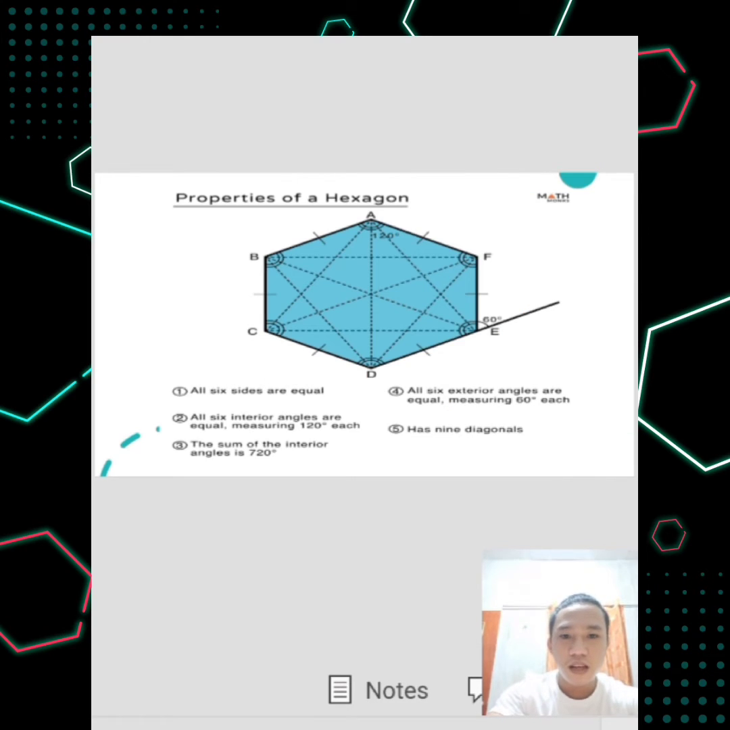So these are the properties of a hexagon. All six sides are equal, so as you can see, pantay silang tanan. All six interior angles are equal, measuring 120 degrees each. The sum of the interior angles is 720 degrees. It also has 9 diagonals.